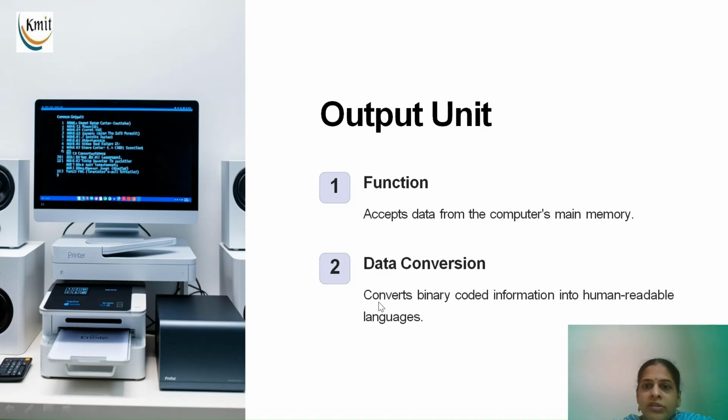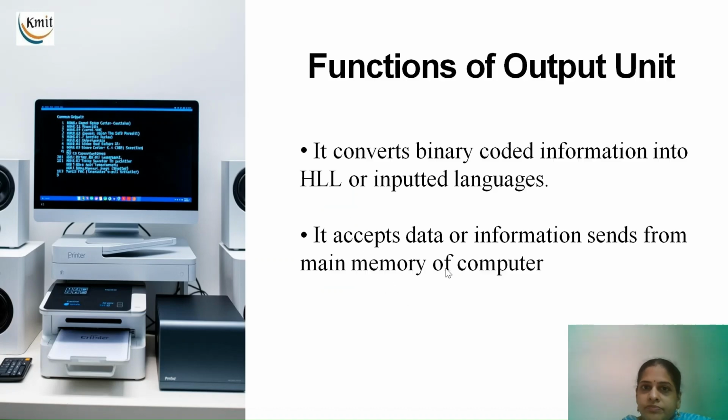And we already know that whatever data is present in the computer is in binary code. So the output will obviously be in binary code. But the user cannot understand the binary coded information if you give it as an output. So the data conversion is done by the output unit. It converts that output, which is in a binary coded form, into a human readable language before giving it as an output to the user. That is one more function of the output unit.